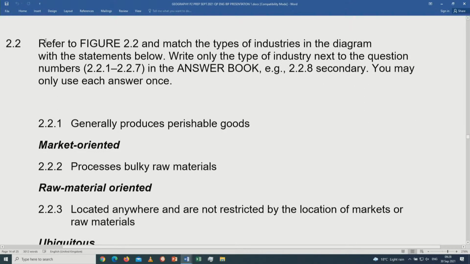Okay, so we have question 2.2, which says refer to figure 2.2 and match the types of industries in the diagram with the statements below. Write only the type of industry next to the question number in the answer book. Example 2.2.8 secondary. You may only use each answer once. All right. Let's go to the figure or look at the figure.